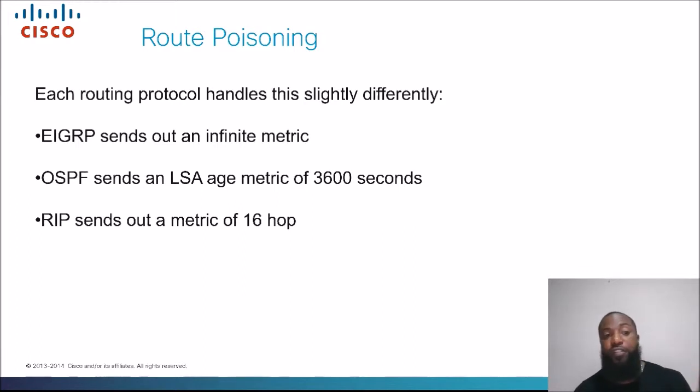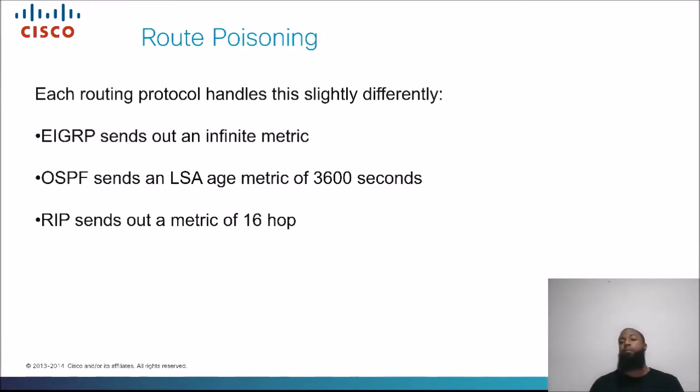And OSPF sends out an LSA. Same thing with OSPF. We're going to have to start talking about OSPF as a routing protocol, and then we're going to talk about LSAs, which is link state advertisements. Basically, it sends out a link state advertisement with an age of 3,600 seconds, and once the router sees that, he's like, wait a minute. This LSA is 3,600 seconds. I've got to take this off my routing table.